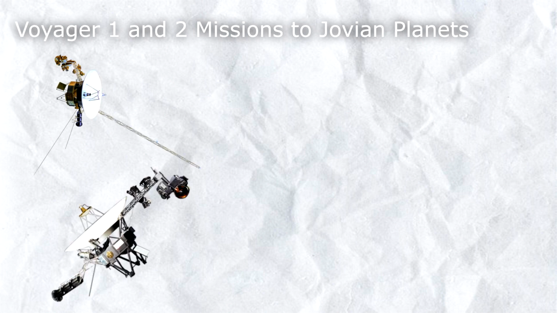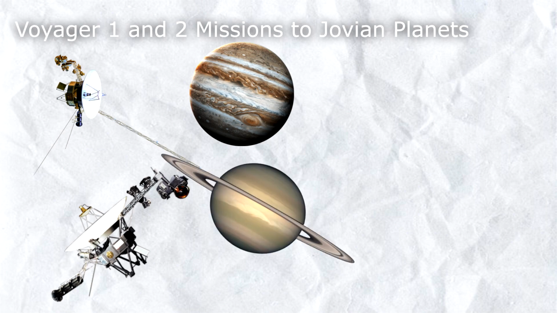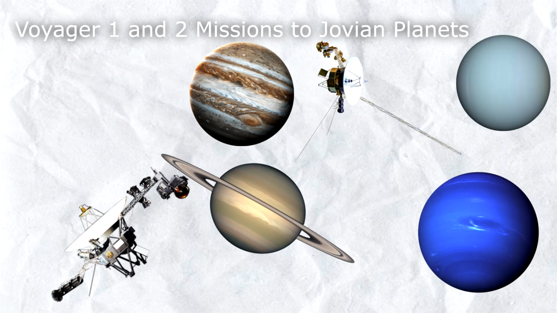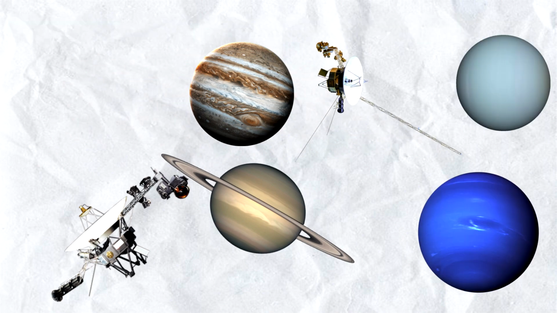Next is the Voyager 1 and 2 missions to Jovian planets. The primary mission of the 2 was to explore Jupiter and Saturn. After making a string of discoveries there, such as active volcanoes on Jupiter's moon Io, and intricacies of Saturn's rings, the mission was extended. Voyager 2 went on to explore Uranus and Neptune, and is still the only spacecraft to have visited those outer planets.